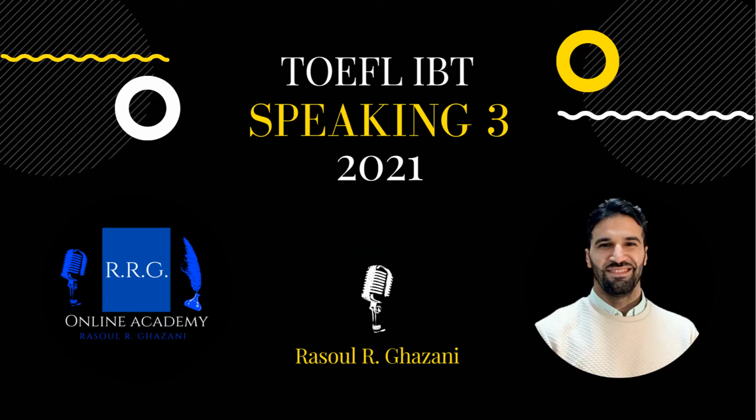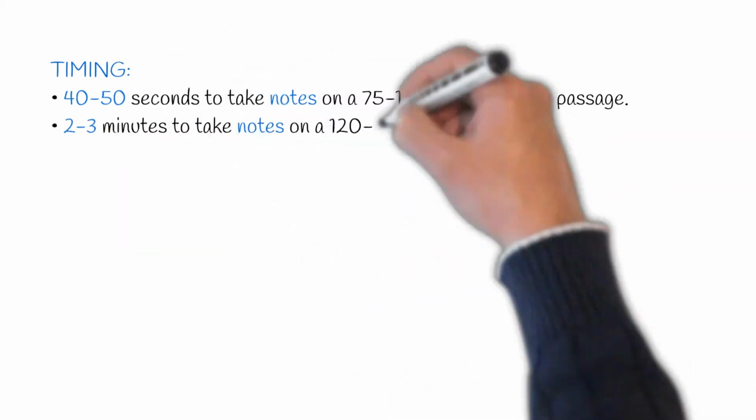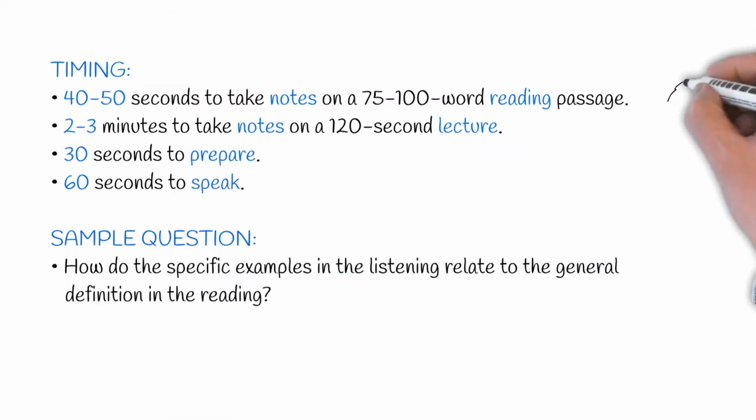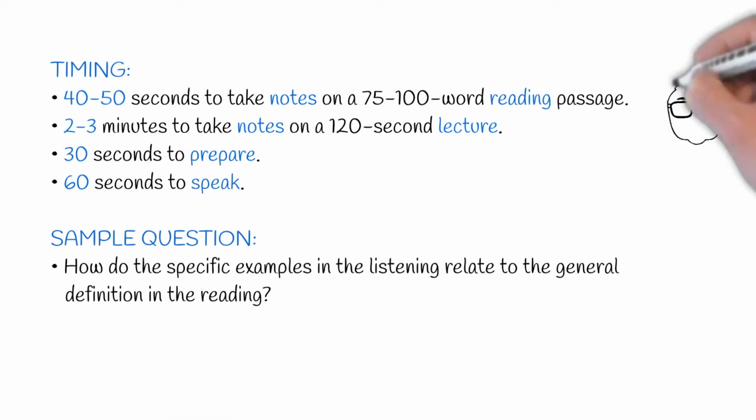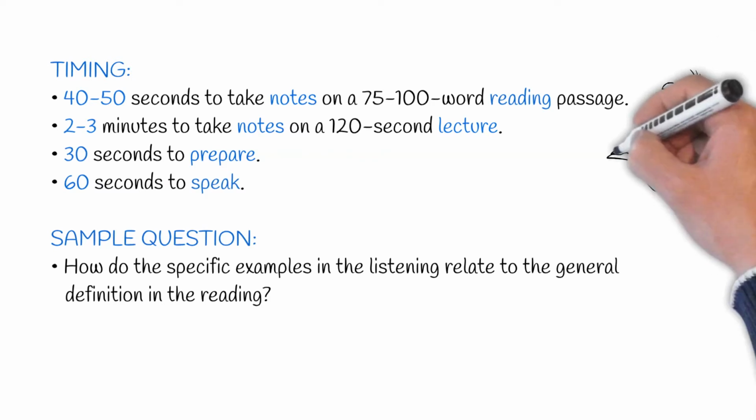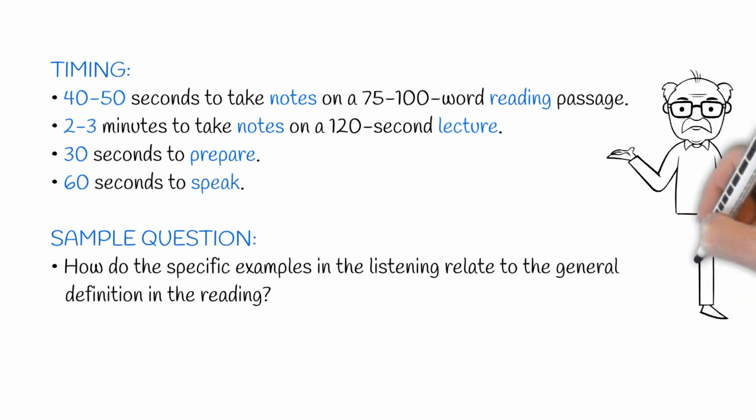In this video, we are going to talk about the TOEFL iBT revised version, Speaking Question 3. Now, you will have 40 to 50 seconds to read and take notes on a 75 to 100 word reading passage. Then you will have 2 to 3 minutes to take notes on a 120-second academic lecture. Then you will have 30 seconds to prepare and 60 seconds to speak.